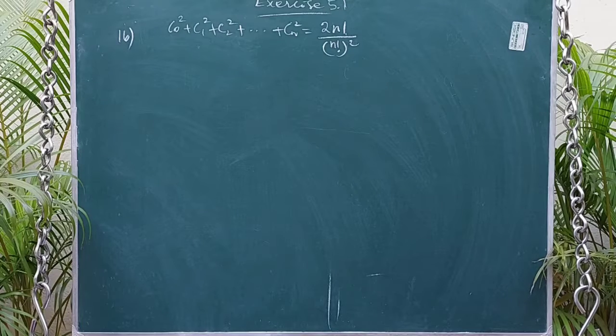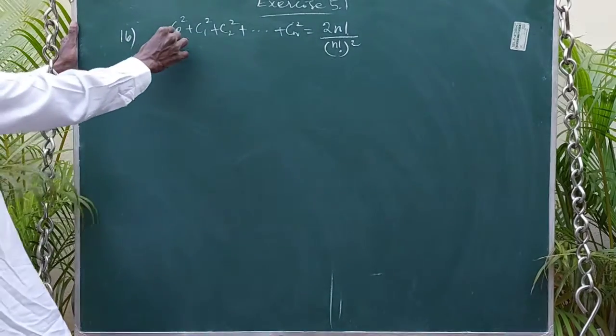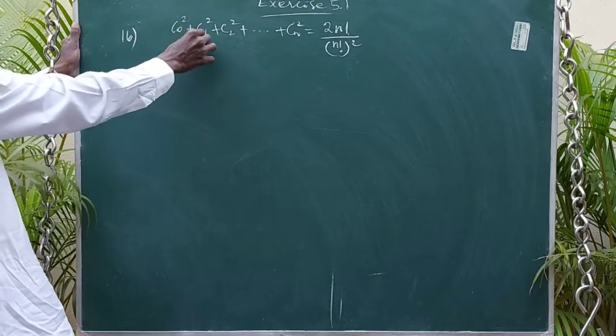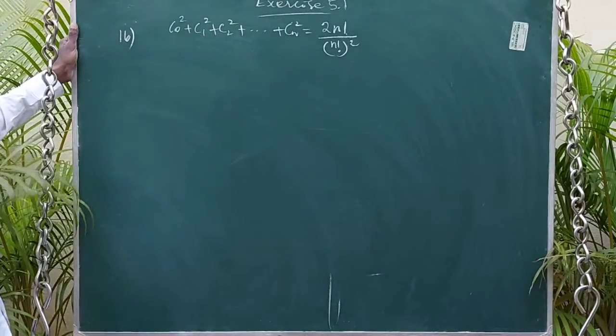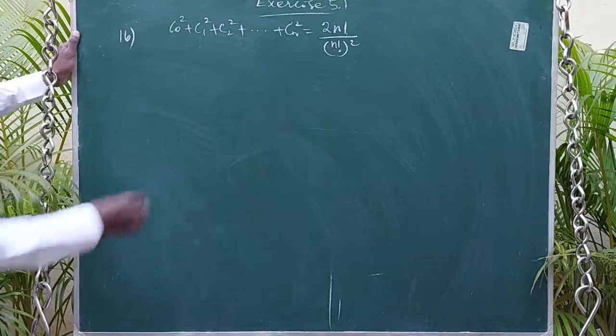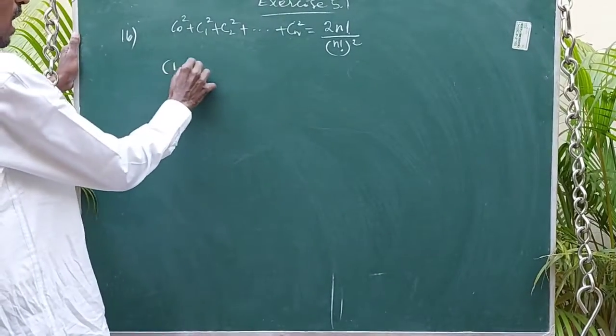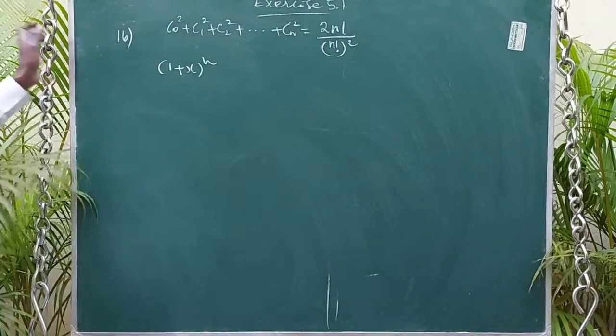Okay, the last question, that means question number 16 in the exercise 5.1. The question is prove that C0 square plus C1 square plus C2 square plus etc. Cn square equal to 2n factorial by n factorial whole square. Listen my dear student, it is very simple one. C0 means it represents nC0, C1 means it represents nC1, nC2 etc. Last one is nCn.